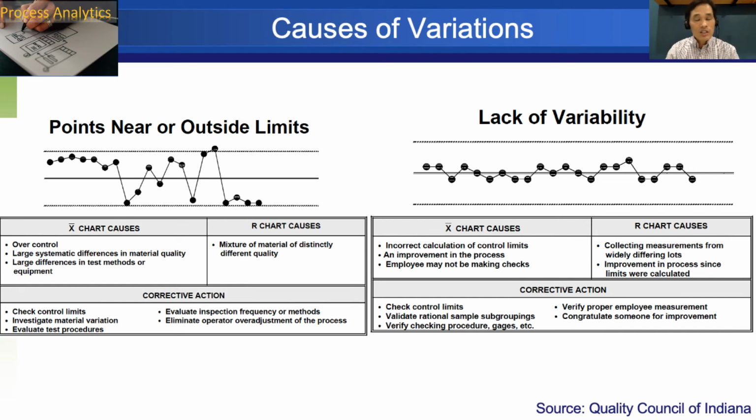Corrective action for this case is checking control limits first. I think that's very important. Second, validate rational sample subgroups. If subgroups are too divided or too small, it might be happening. And verify checking procedure, gauges, and other things, suspecting a tool problem. Verify proper employee measurement can be another option. And lastly, congratulate someone for improvement if this is the result of improvement.